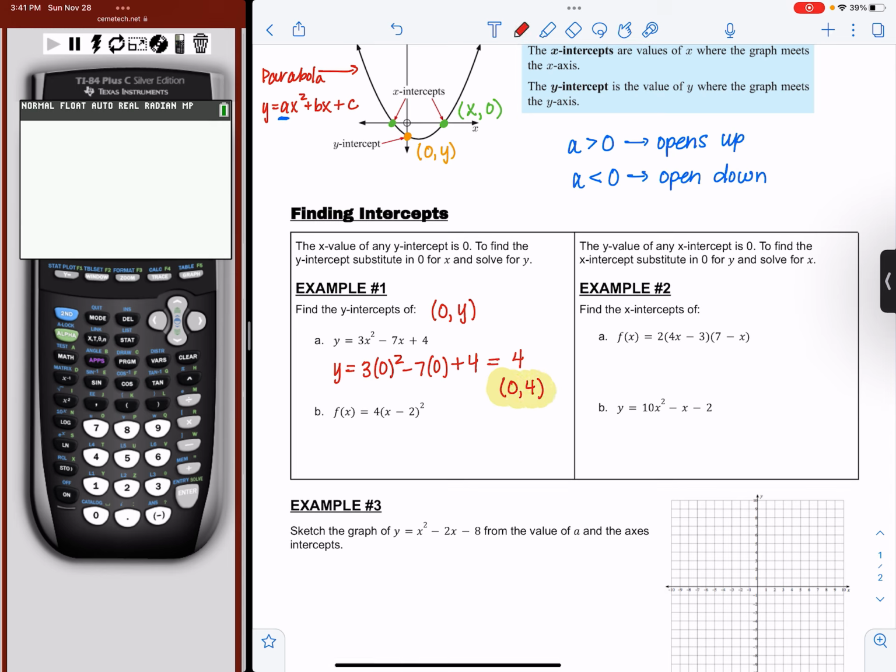If we look at question B, we want to plug in 0 for x and solve for y. So we have f of 0 is equal to 4 times 0 minus 2 squared. When we simplify that, we have 4 times negative 2 squared. We already know that negative 2 squared is 4, and 4 times 4 is 16. So if we represent this as a point, it will be 0, 16.